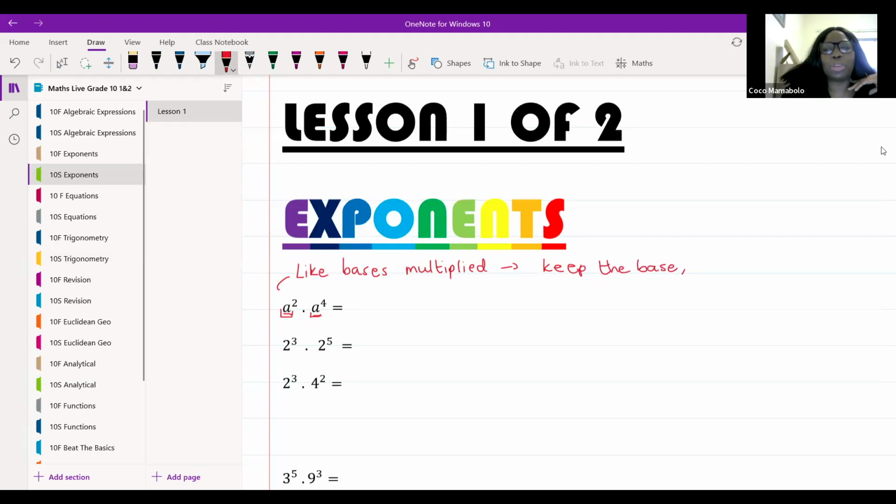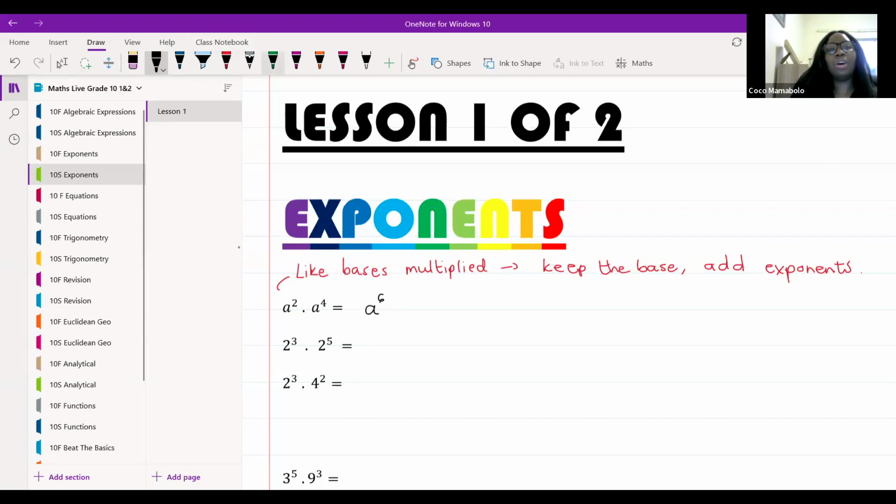Now, when my like bases are being multiplied, I'm going to keep the base. What do I do with my exponents, guys? If my like bases are being multiplied, I'm going to keep the base and do what with the exponents? Good, Narisha, that's it, Zaketela. We're going to add exponents. Let's keep that in mind as we go along this exercise. All right, so I'm going to keep my base of a, and I'm going to add my exponents. 2 plus 4 will give me a to the power 6.